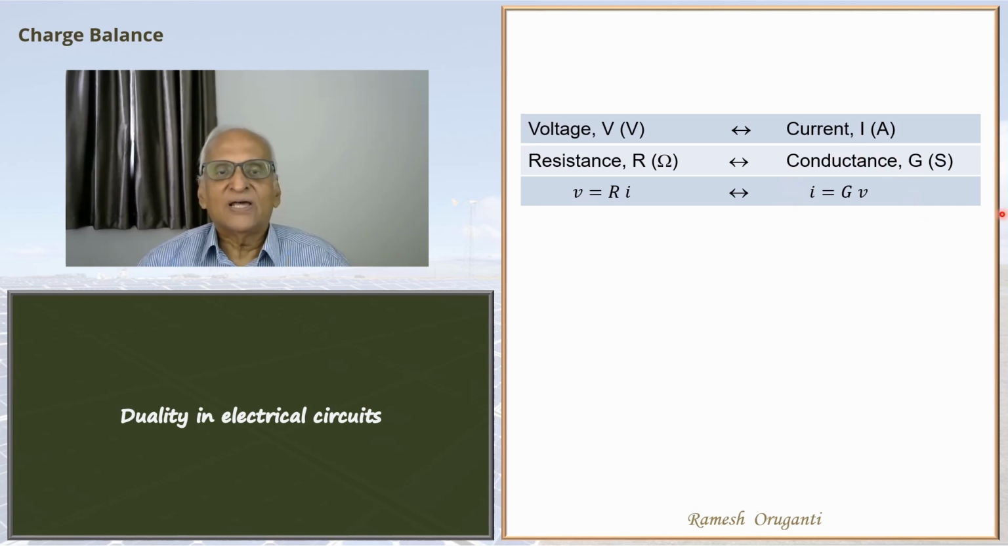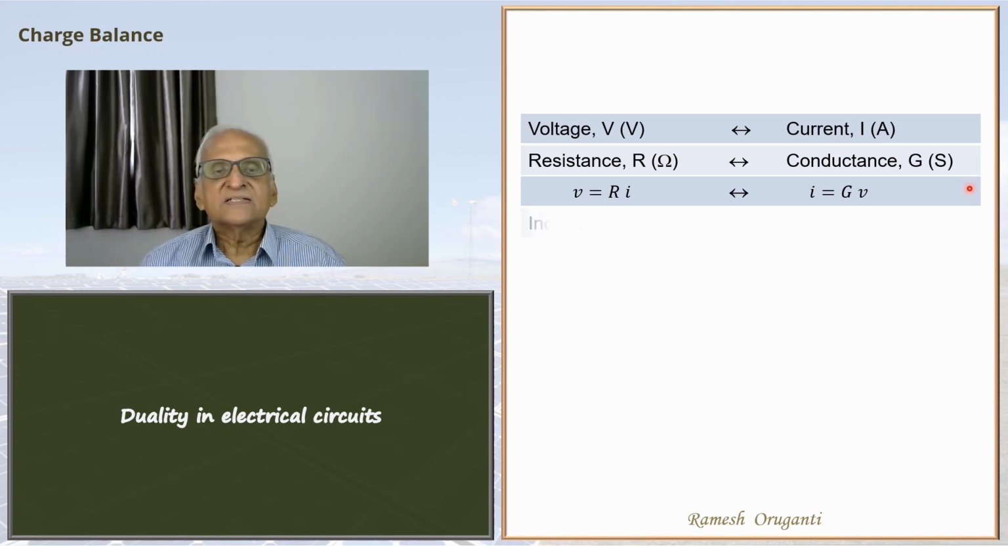That is what duality is about. The equations are similar. There is a symmetry about these relationships and variables. So V equal to Ri and I equal to GV are duals of each other.